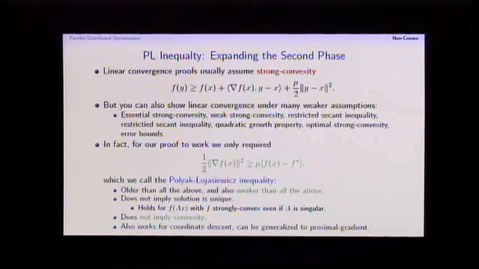And this condition will also work for coordinate descent and proximal gradient and SVRG and all that sort of stuff. So if you assume this, you can prove all the rates we talked about, but for a more general class of functions.